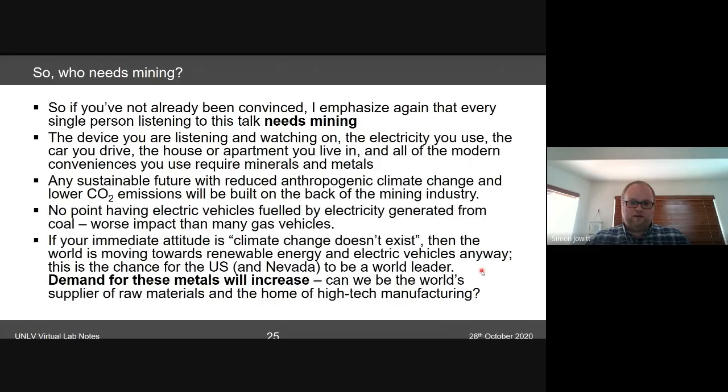This is the chance for the US and Nevada to be a world leader. Demand for these metals is going to increase. Can we, as a state, as a country, be the supplier of raw materials and the home of high-tech manufacturing? That's the opportunity. You can argue all you want about these changes in demand. The fact is there's an opportunity there, and I strongly suggest we should move forward and take it. But that's just my viewpoint.